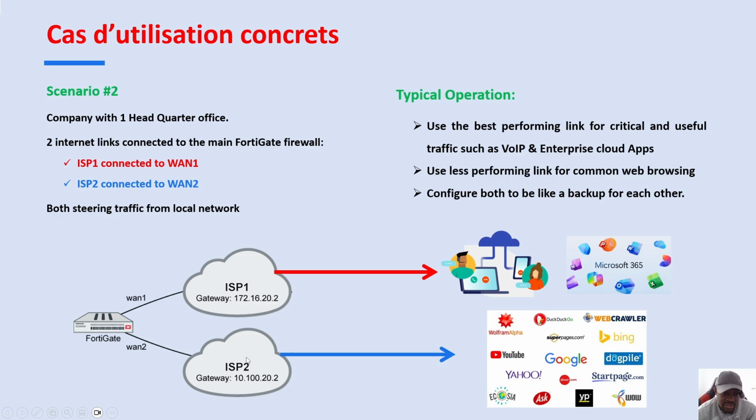Then you will use ISP2, which is the less performing link. You will use this link for general web browsing, right? So these are the two scenarios, the most commonly available scenarios that you have on the field.